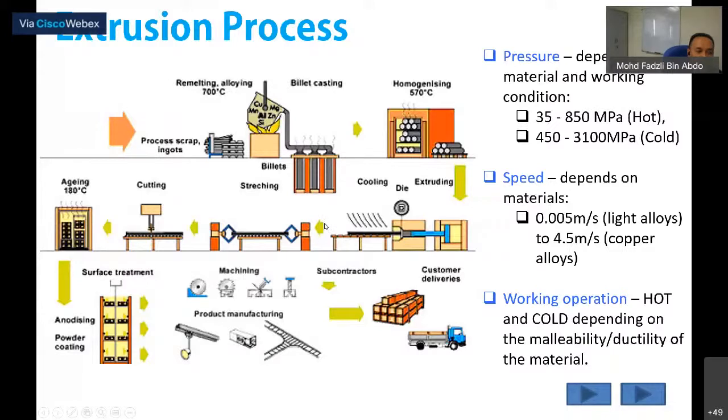Ini dah post processing lah. Kita stretching ataupun kita cutting. Lepas kita cut, kita edging dia, untuk lebih mechanical strength atau strength. And then kita sama juga anodizing dan juga powder coating pun lebih kepada ni untuk surface finish lah, untuk surface treatment. Sebenarnya anodizing ni lebih kepada untuk hardness lah. And then kita machine. Dan kita bagi pada customer lah, subcontractor and also the customer.